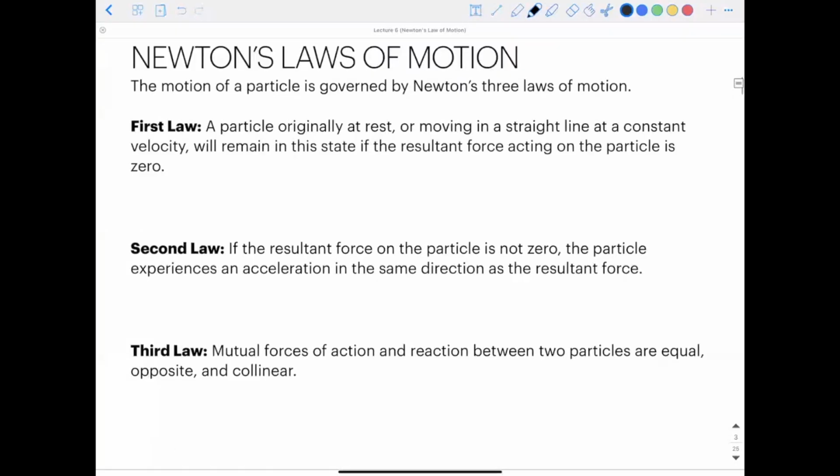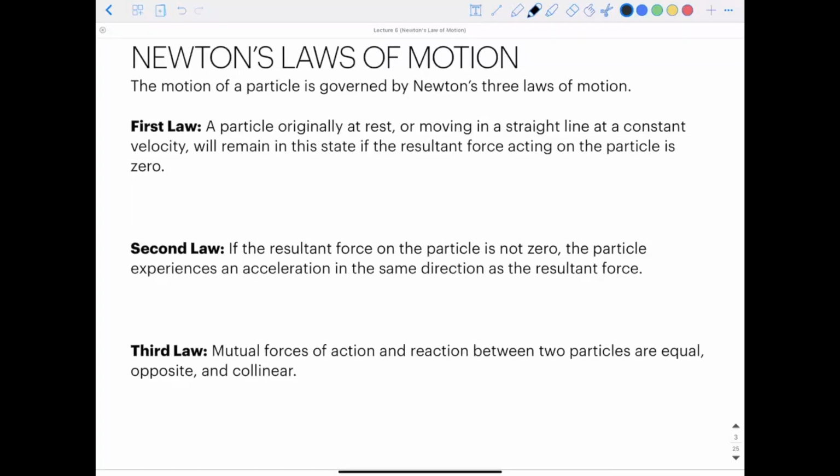All right, so what are Newton's laws of motion? The motion of a particle is governed by Newton's three laws of motion. And when we say particle, we don't mean it has to be a small point particle, but it could be an object that behaves as a particle, or where treating it as a particle still gives valid analysis of its motion and the forces acting on it.